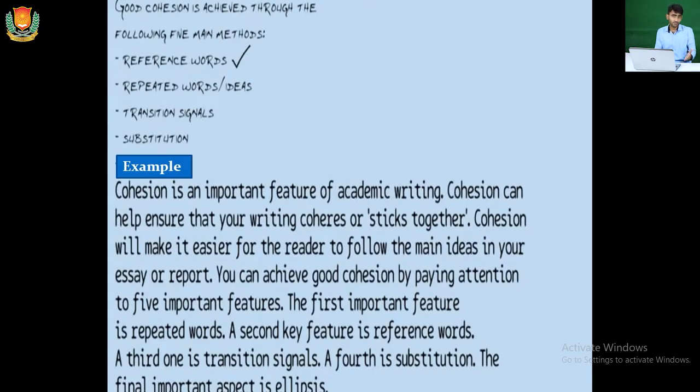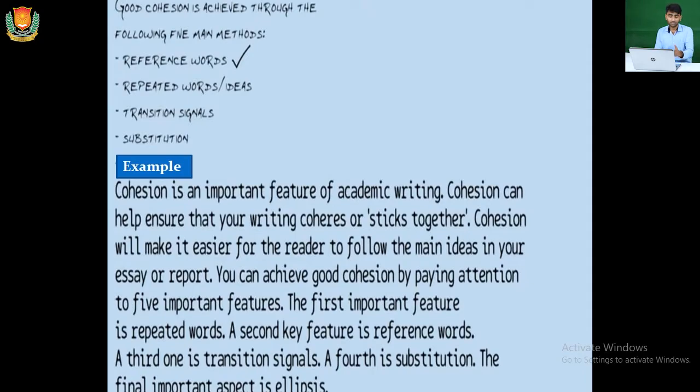So that will be much better. For example, cohesion is an important feature of academic writing. It can help ensure that your writing coheres or sticks together. So this way, these rules work. For example, if I talk about transitions, effect transitions, comparison transitions, contrast transitions, what are these?